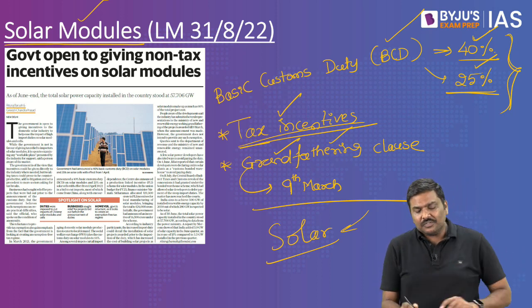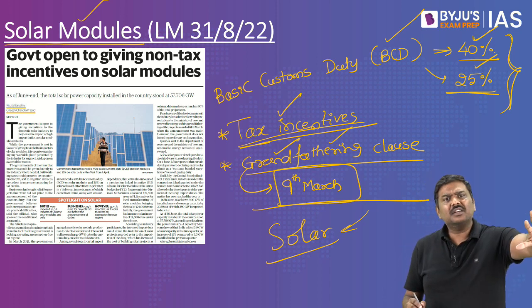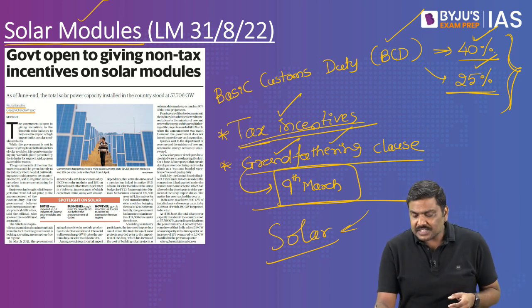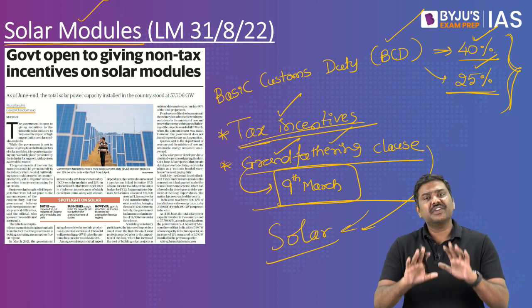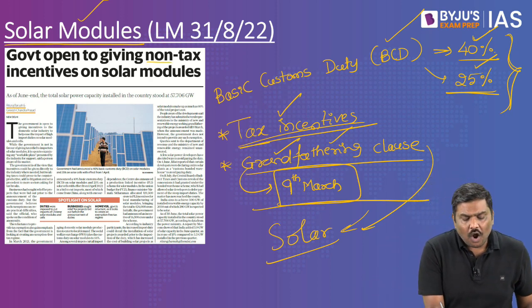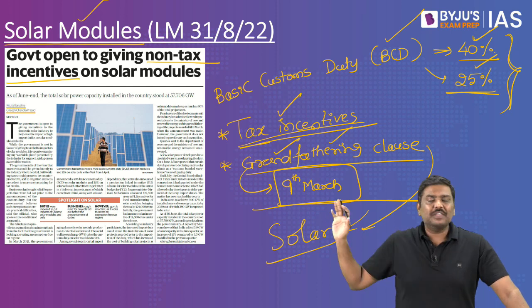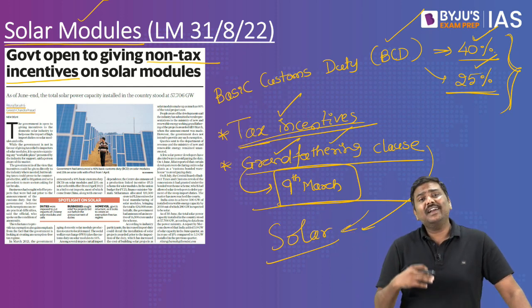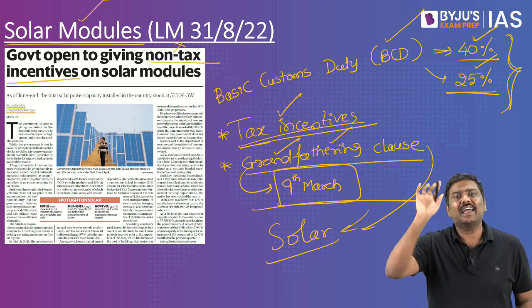So the argument of these participants is that before 9th of March, any project which we have agreed to, extend the grandfathering clause to those particular projects. Government of India stated, not possible. We will try to provide you non-tax incentives. Tax incentives are out of the picture. We will try to provide any other incentives, any other assistance which is not in the form of the tax.